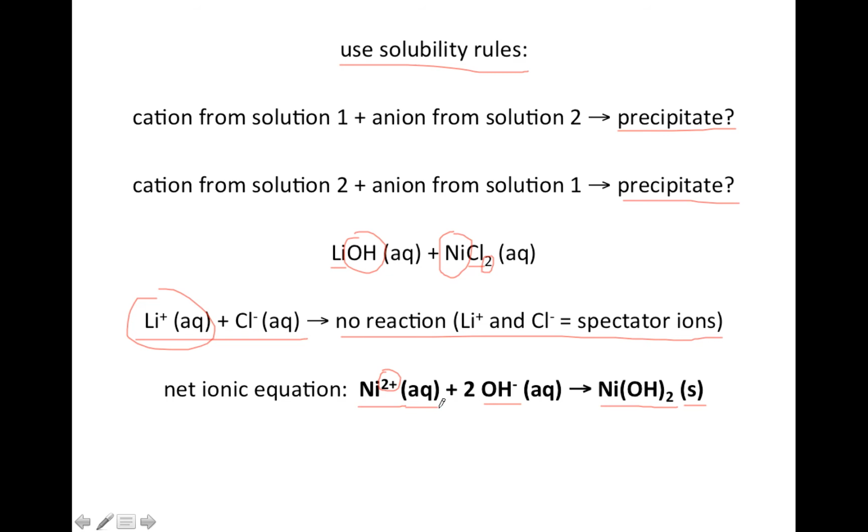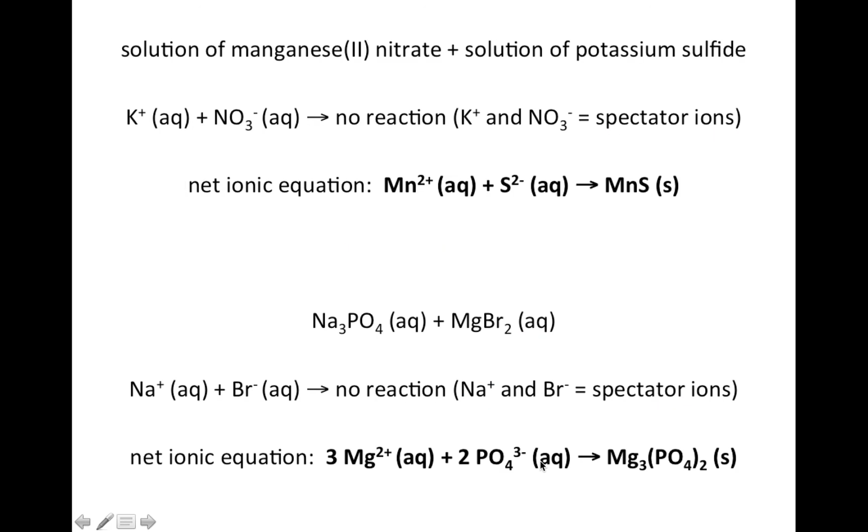Remember, the ions on the left side will both be aqueous, floating in water, and then they'll stick together to make a solid precipitate. And the last thing you do is put the 2 as a coefficient to represent that there are 2 hydroxides for every 1 nickel ion. So a couple more examples.